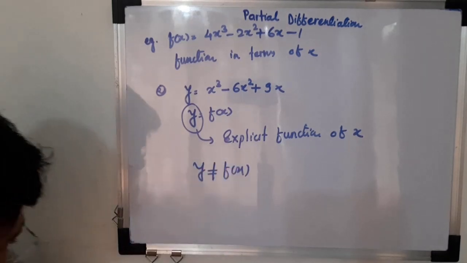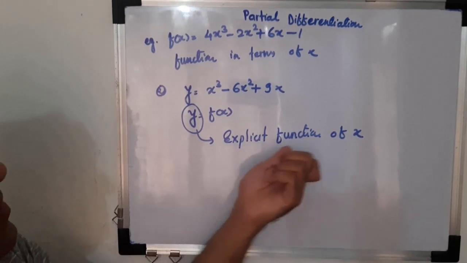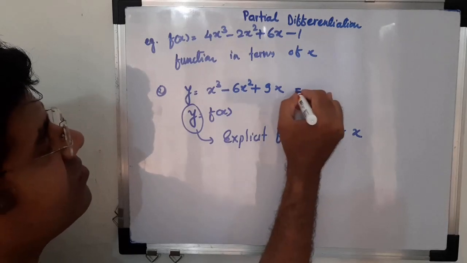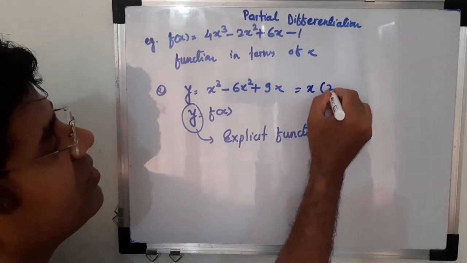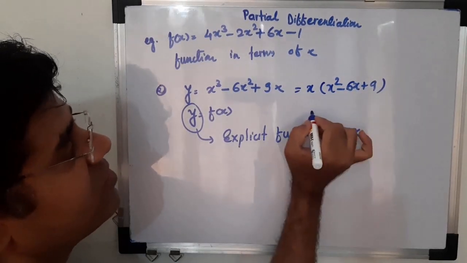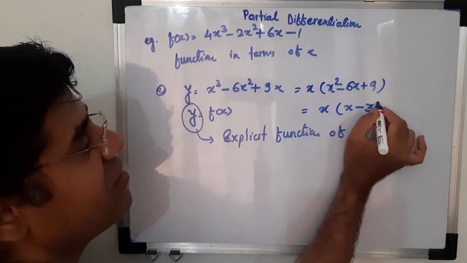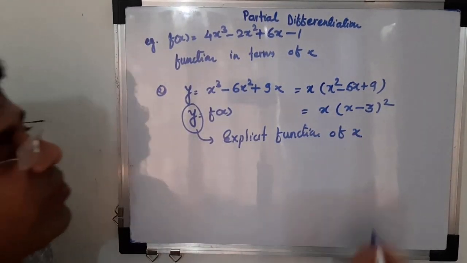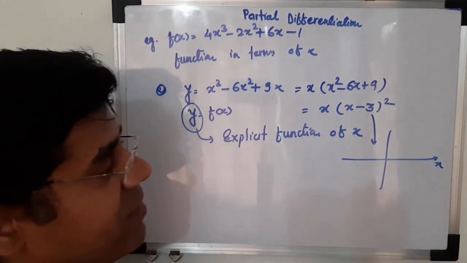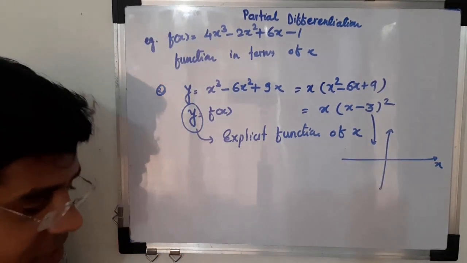Okay, so regarding this, suppose we are given this y as an explicit function of x. So this y we can write in terms of what? Suppose we take x common, so this is x square minus 6x plus 9. So this is nothing but x into (x minus 3) whole square. Suppose I will plot the graph for this one. So this is my independent variable x. Okay, so y is the dependent variable, and I will get a plot.